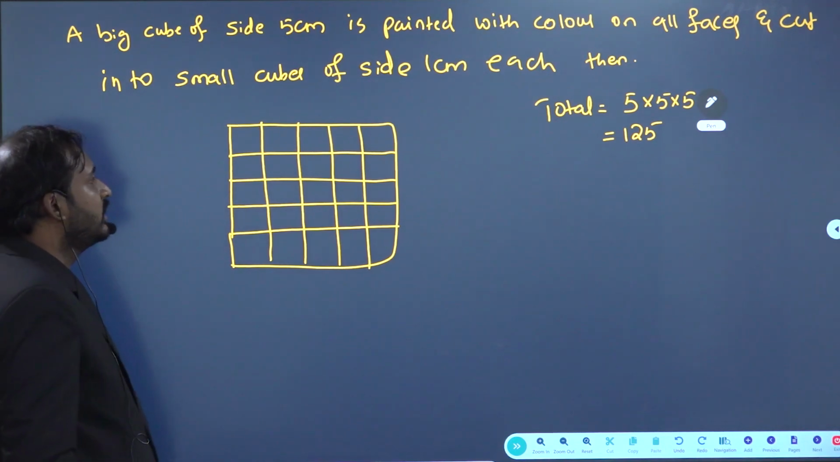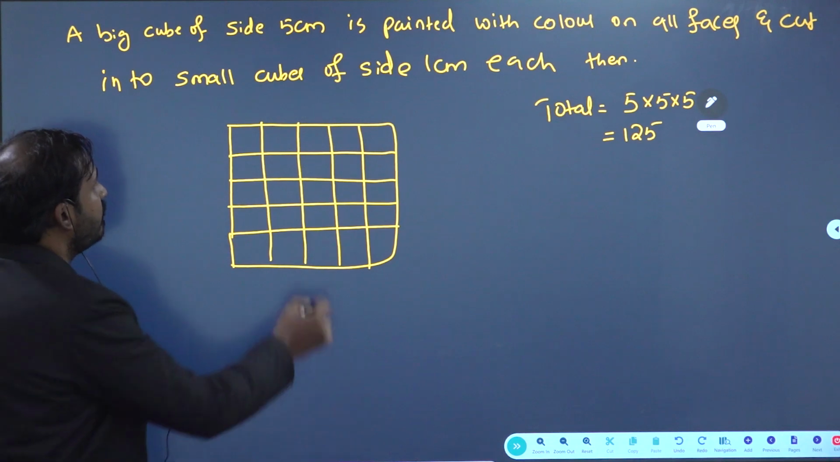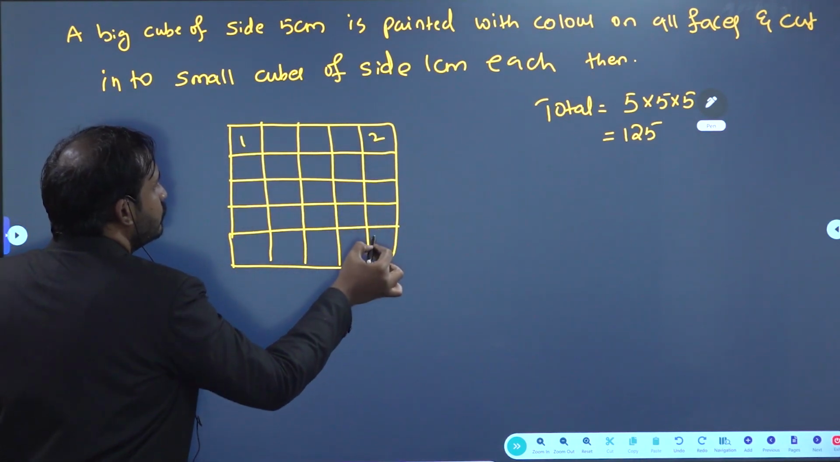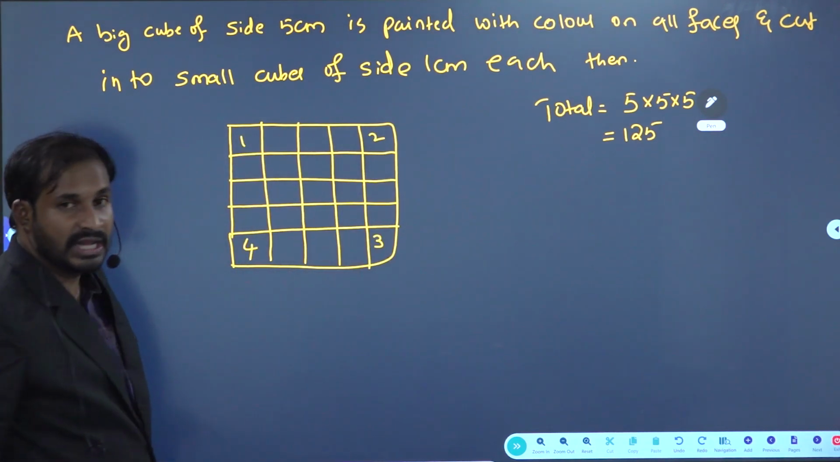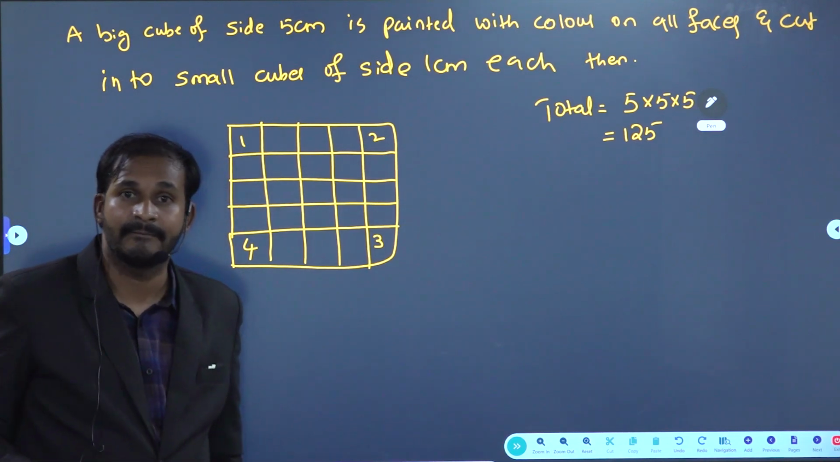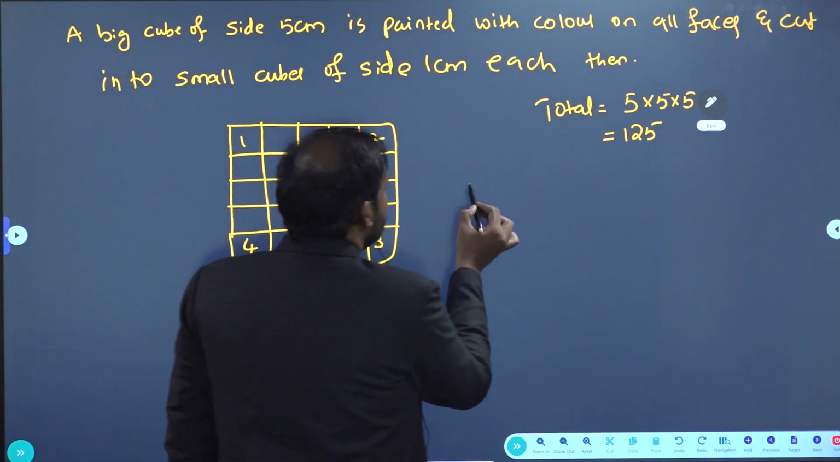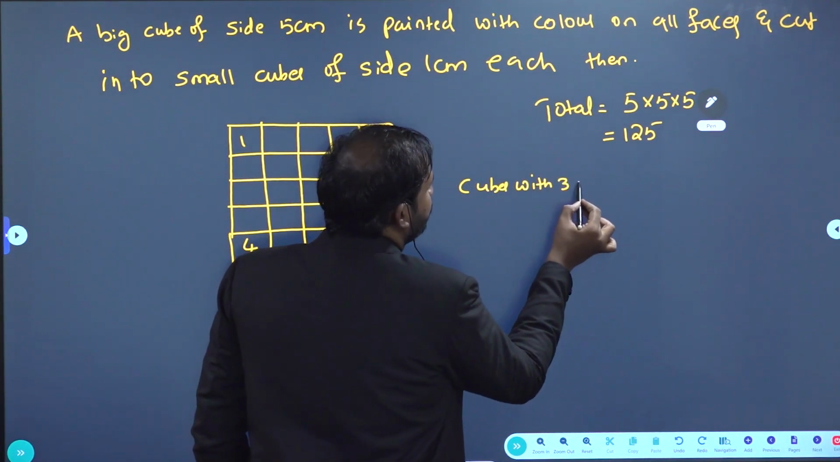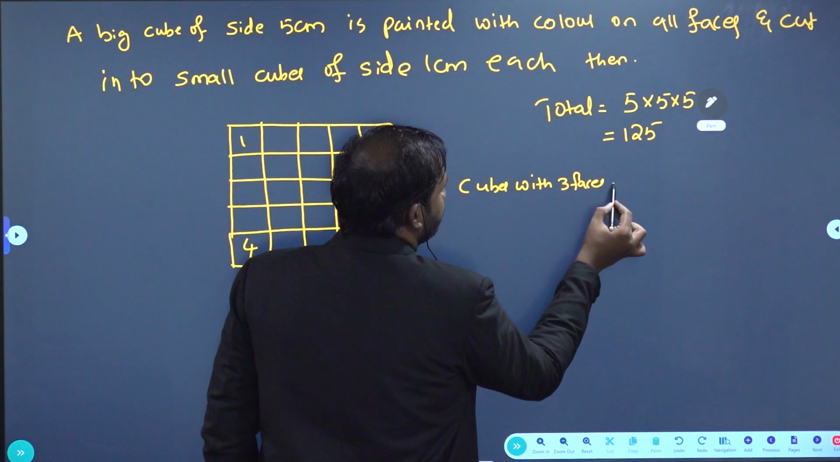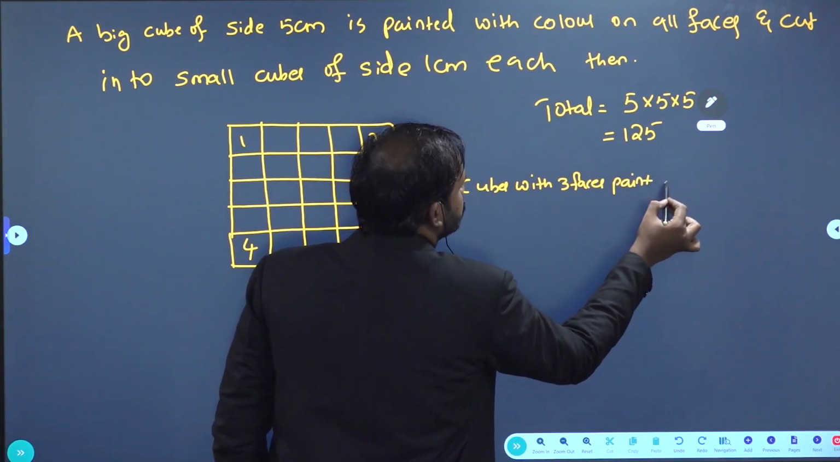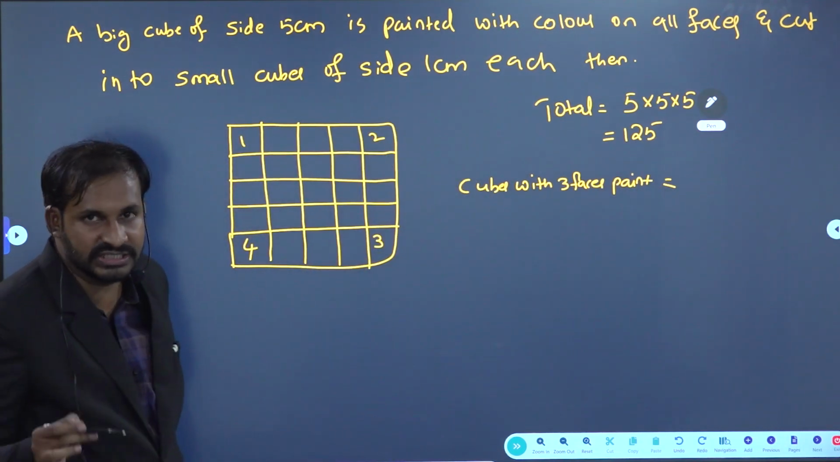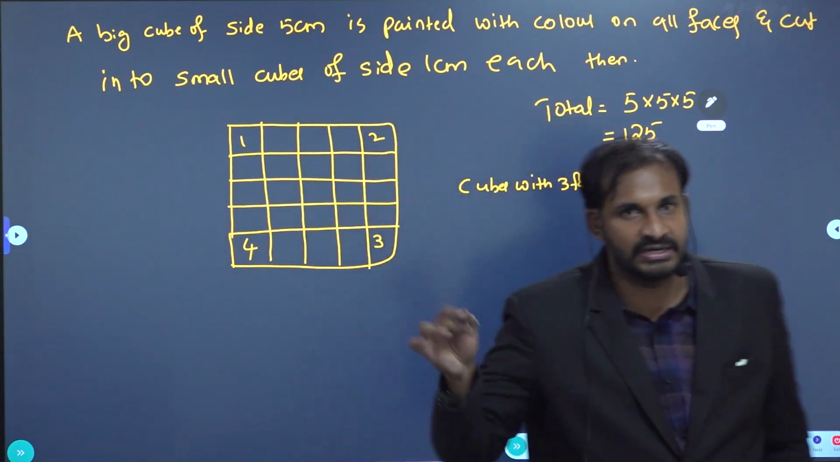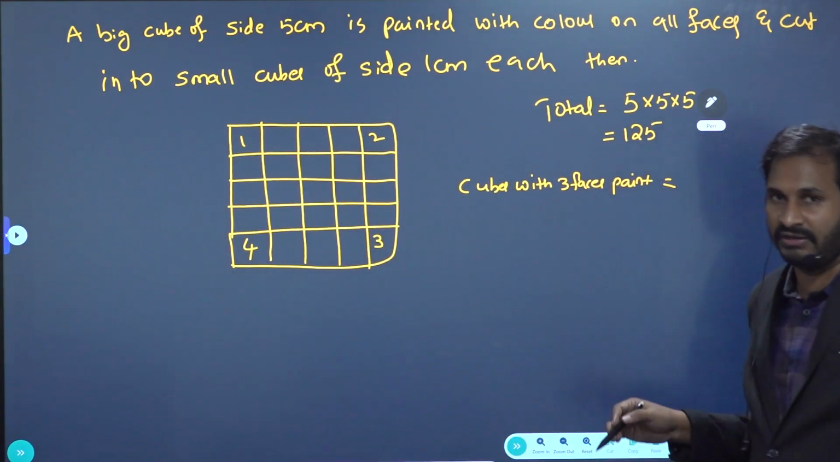Now, how many corner cubes do I have in this face? 1, 2, 3 and 4. Like this, how many faces will I have overall? 6 faces. So cubes with 3 faces painted, where will those cubes be? Those cubes will be exactly at the corners. Just now I told you, the corners will be shared between 3 faces, so they will get paint on 3 faces.